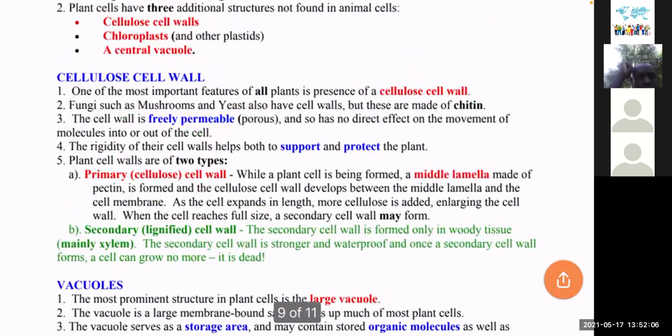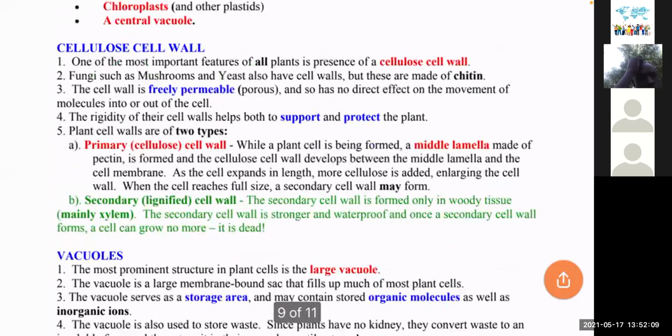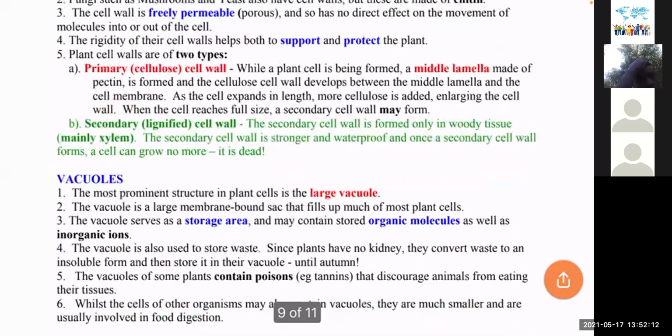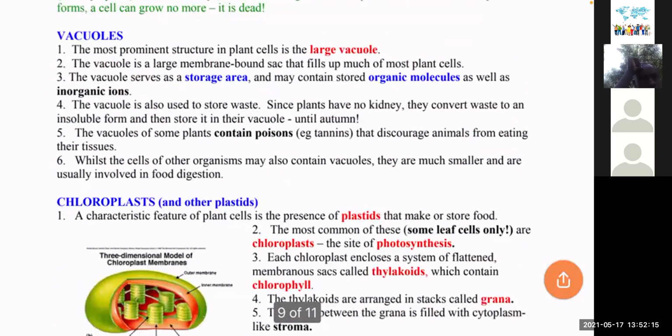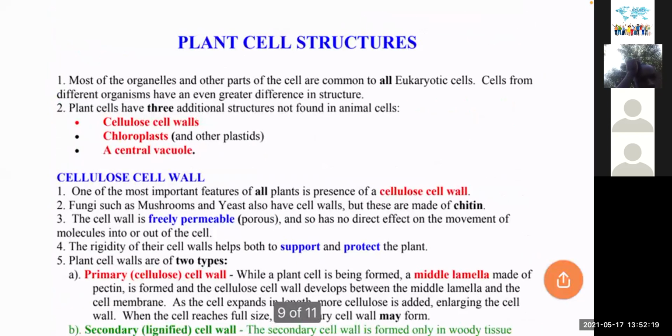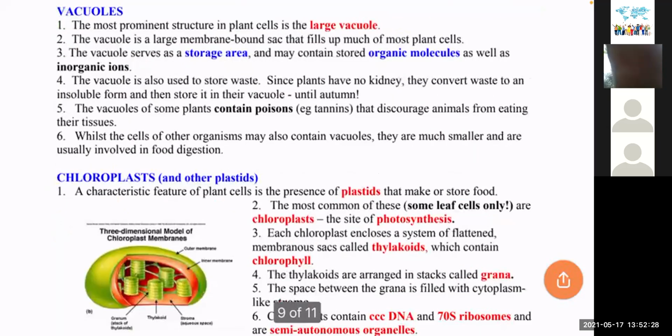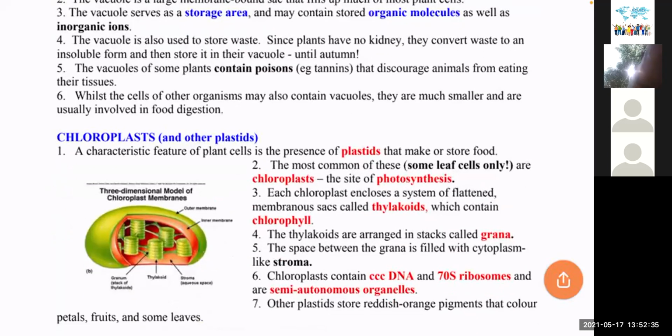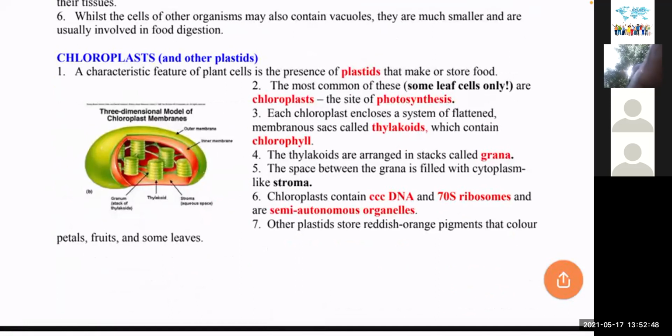Remember, these are organelles in a plant cell. So we have the cell, the cellulose cell wall, we have the vacuole that we just talked about, then we have chloroplasts. These which we are discussing are the cellulose cell wall, the chloroplast, and the central vacuole. So now we are talking about the chloroplasts. A characteristic feature of plant cells is the presence of plastids that make or store food. The most common of these, in some leaf cells only, are chloroplasts, the site of photosynthesis.